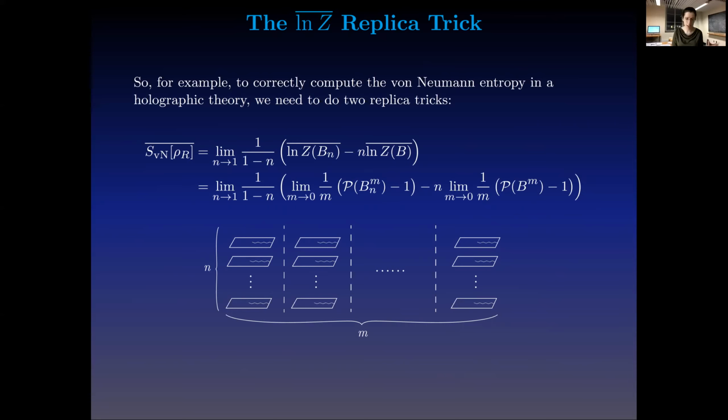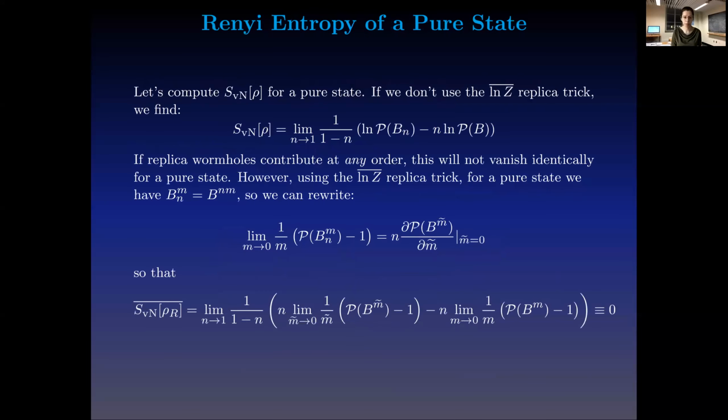And there is one case where it's very easy to see that this makes a difference. It makes a subleading difference, but it does make a difference nonetheless. So let's imagine computing the von Neumann entropy for a pure state, and suppose that we don't use the log Z replica trick. So we're just doing log of P of B to the n rather than using the replica trick for that. Now, if the replica wormholes contribute at any order, this is not going to vanish identically for a pure state. You're going to get subleading contributions from the replica wormholes. And I think just staring at this makes it pretty obvious.